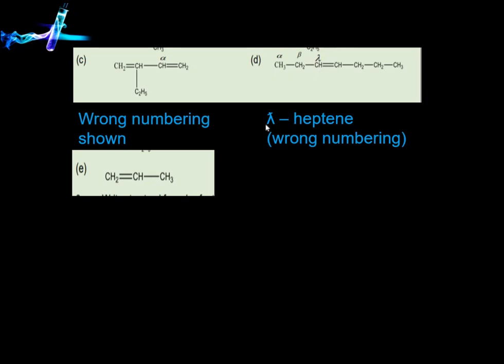So anyways, we can name it as gamma heptene. At position gamma, there is a double bond present. So this is what can be done right now.